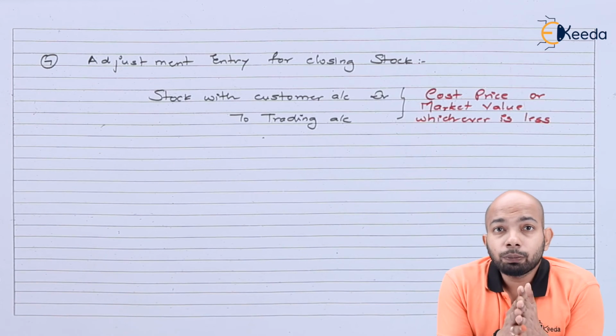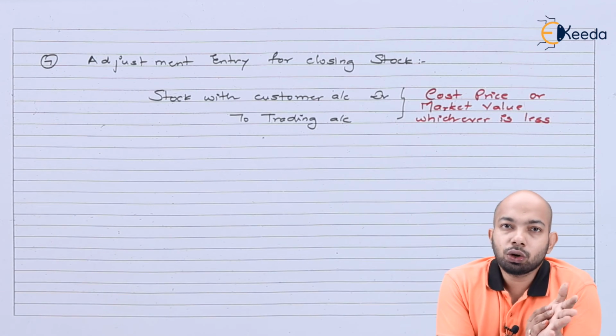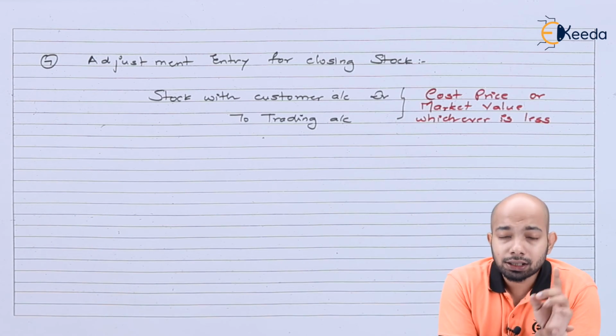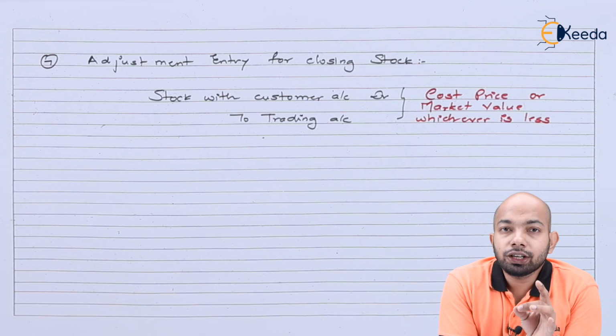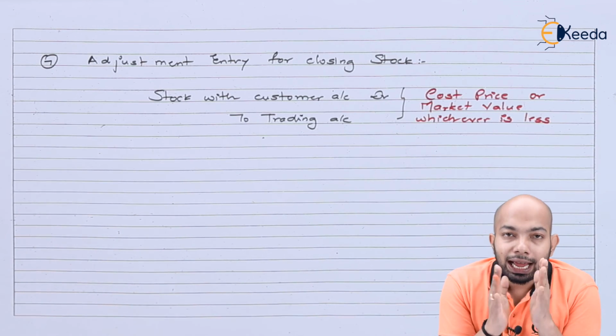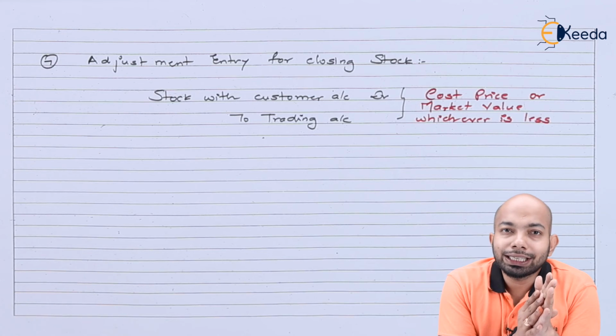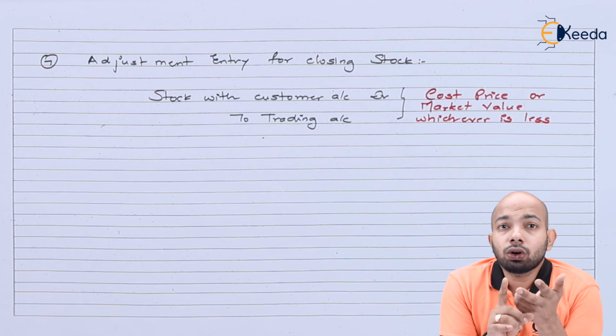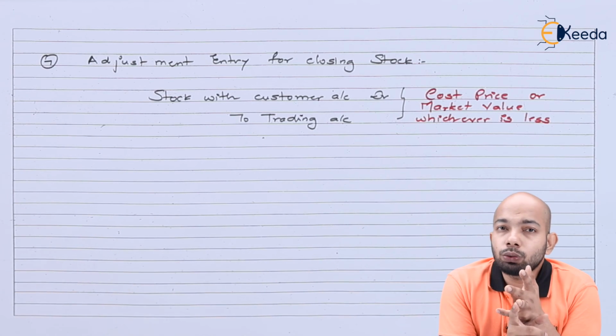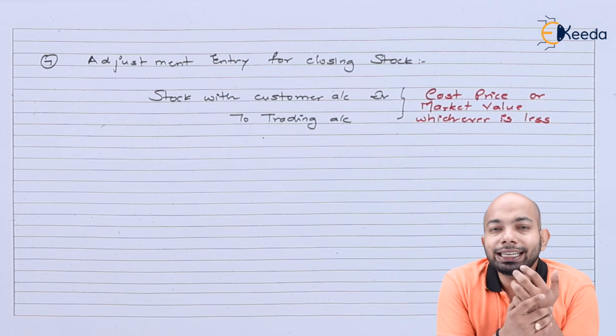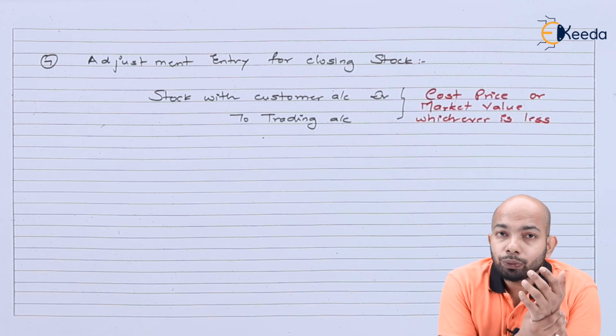So the entry that we have to pass here is exactly the closing stock entry. The entry that will be passed is stock with customer account debit to trading account, and the amount that will be mentioned is either the cost price or the market value, whichever is lower.